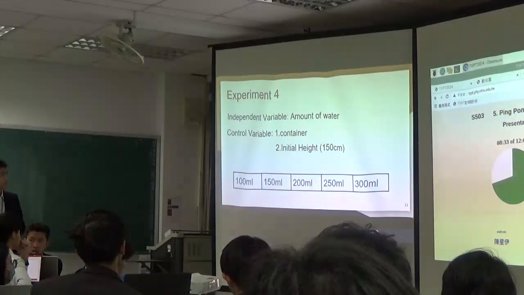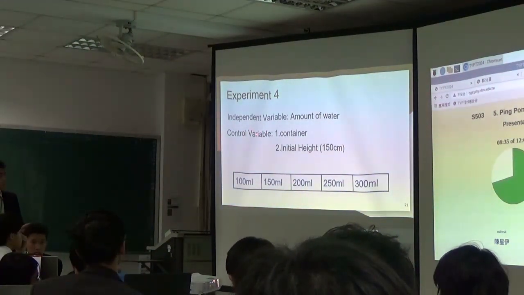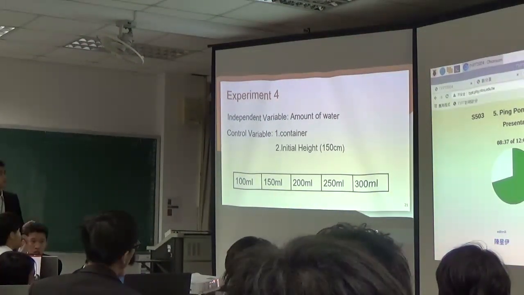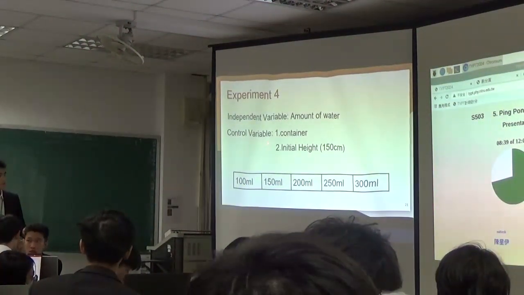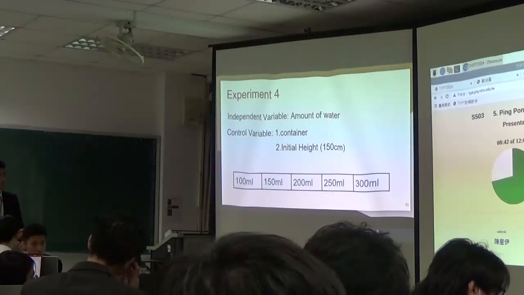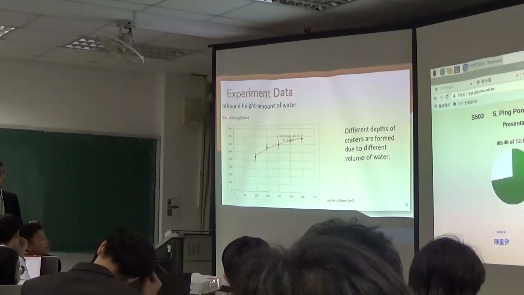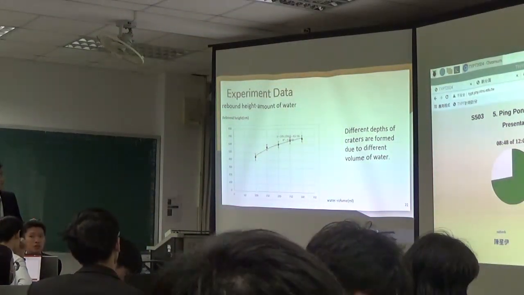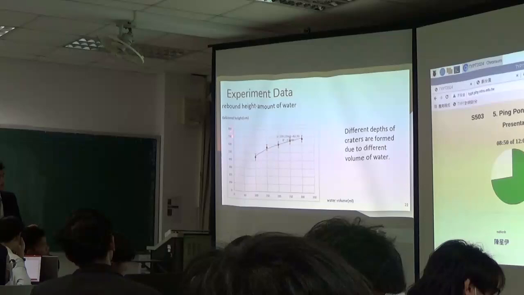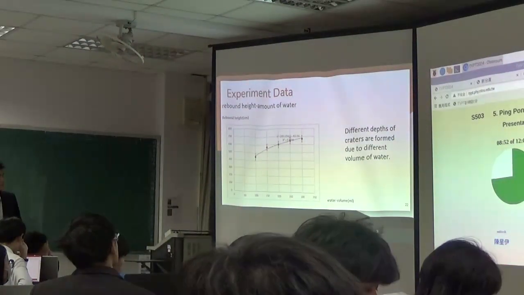And we're on to experiment 4. The independent variable is the amount of water, and the control variables are the container and the initial height, which is 150 centimeters here. And here's our data. This is the rebound height corresponding to water volume, in milliliters.